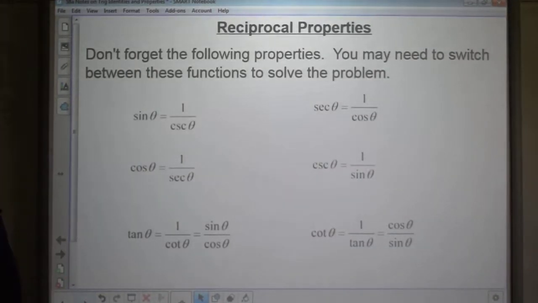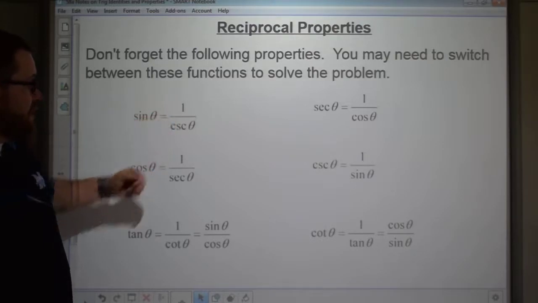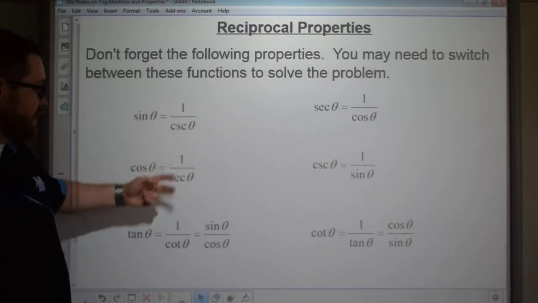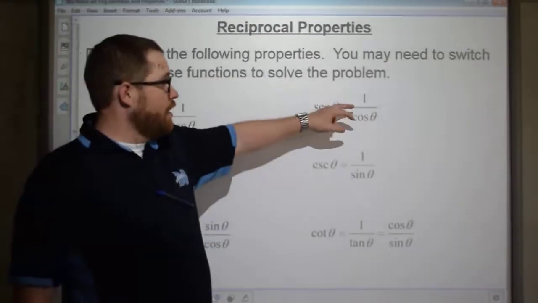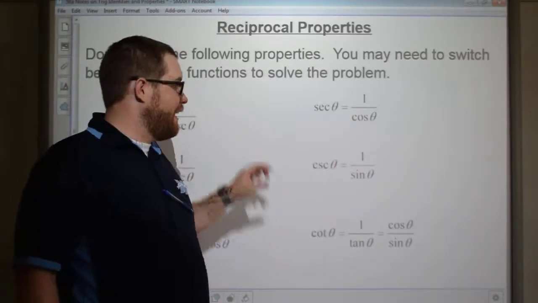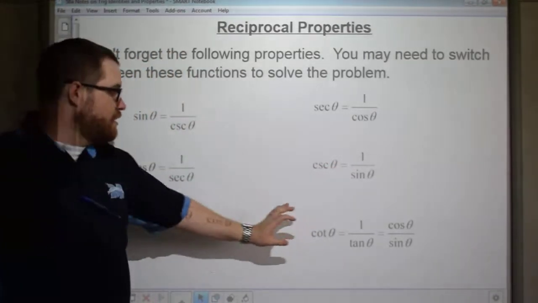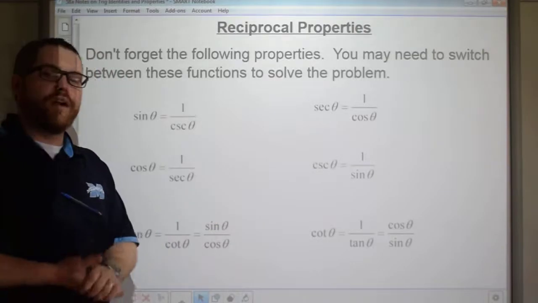These are the other identities that you should know. Sine and cosecant are reciprocals. Cosine and secant are reciprocals. Secant and cosine, cosecant and sine, they all match together. Cotangent and tangent. These are things you already know.